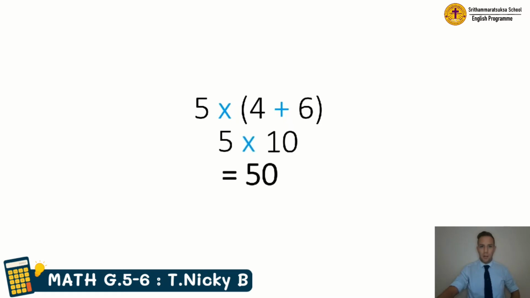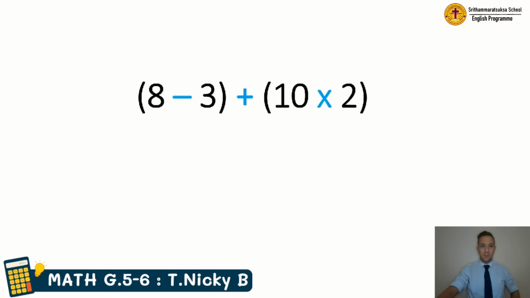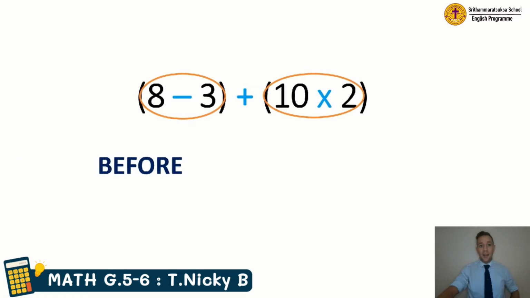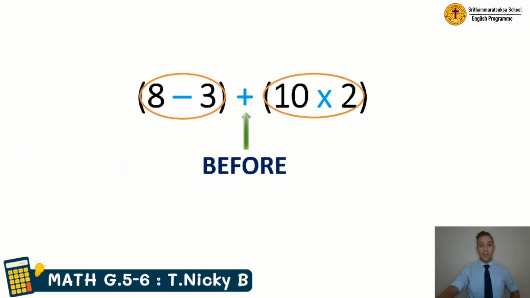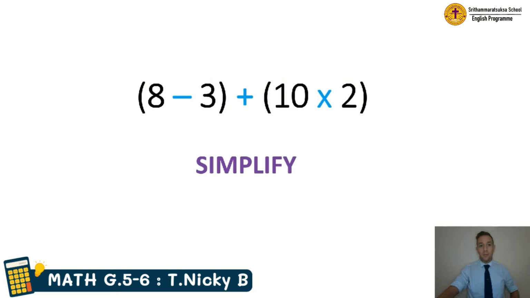Pretty easy, right? But what happens if we have 2 sets of parentheses in one problem? Well, we know that the grouping should be done first, before we do any other operations. So we need to simplify the problems inside of our parentheses before we do anything else.